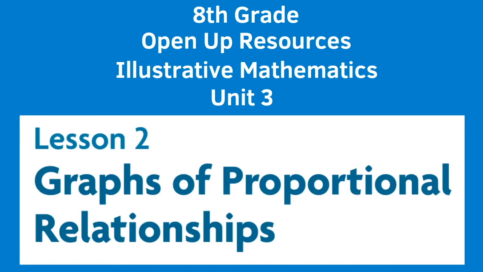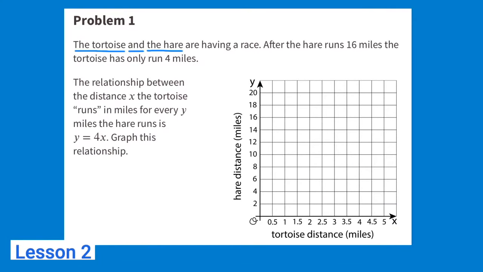8th grade Open Up Resources, Illustrative Mathematics, Unit 3, Lesson 2, Graphs of Proportional Relationships. Problem number 1. The tortoise and the hare are having a race. After the hare runs 16 miles, the tortoise has only run 4 miles. The relationship between the distance x the tortoise runs in miles for every y miles the hare runs is y equals 4 times x. Graph the relationship.